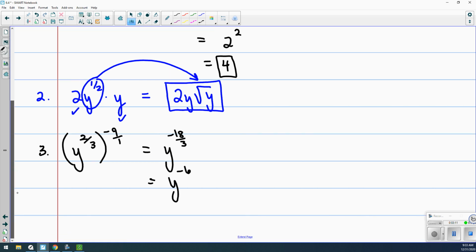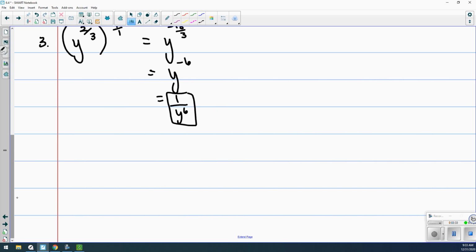Now, bad math manners to have negative exponents, so I'm going to rewrite this as 1 over y to the 6th. Whenever you have a negative exponent, you need to move it to the denominator, change its level. 1 over y to the 6th. How do you feel about that one? Are you doing good? Would you like to rewind for a minute? Are you good? Okay, on to number 4 then.